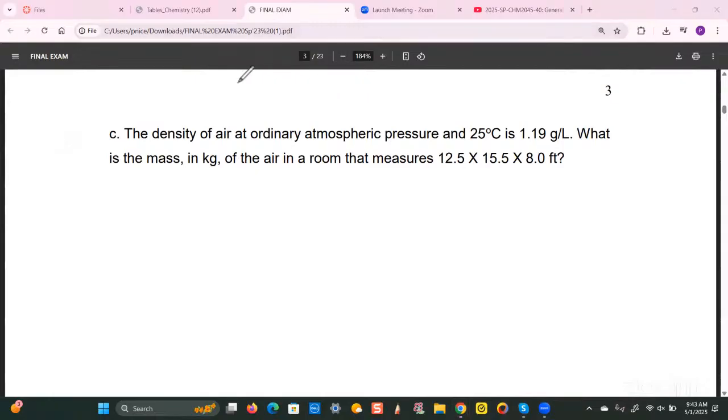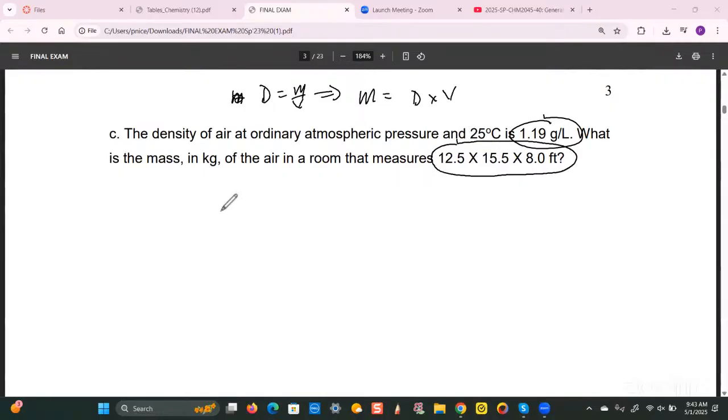And as we all know, density is equal to mass over volume. Now, what the question is asking for is the mass. So the mass would be equal to density multiplied by the volume. But the thing is that you have to ensure that the units are compatible, because here they give us the units in grams per liter, but they give you the dimensions of the room in feet. Not only that, they're asking also for the mass in kilograms, even though the density is given in grams per liter, right?